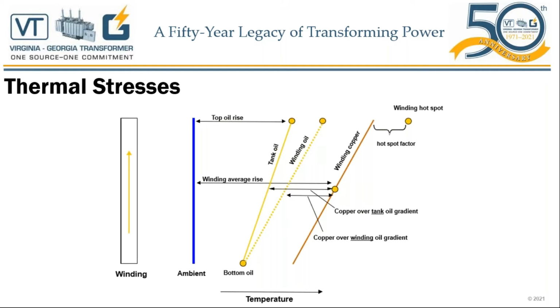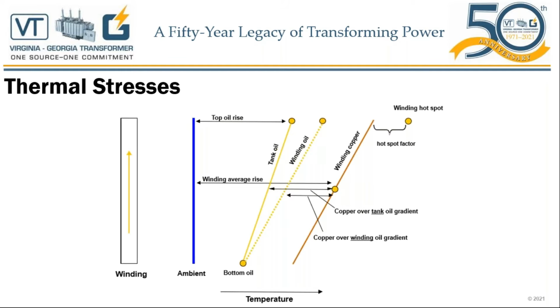So if we consider the ambient temperature steady, you can see here in this slide how the different temperatures are related with respect to the winding height. In a traditional cooling system, which is natural oil flow in transformers through the radiators, as we know, the heat rises and goes through the radiators and cools down, and from the inlet comes back into the transformer.